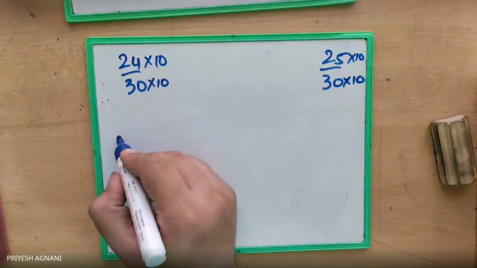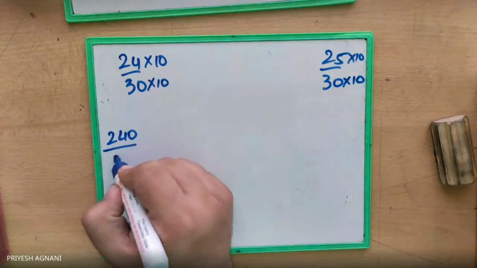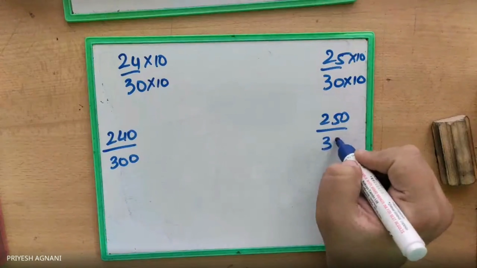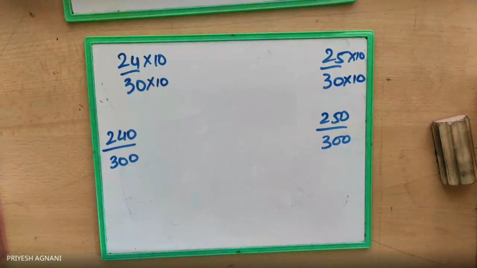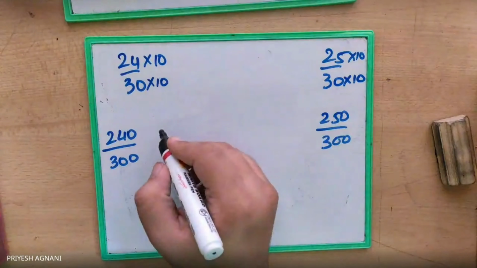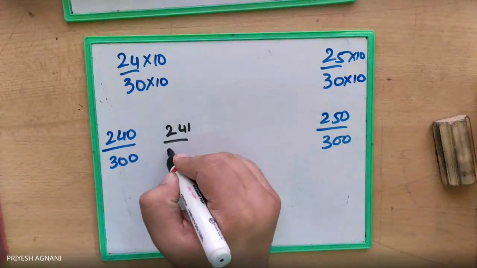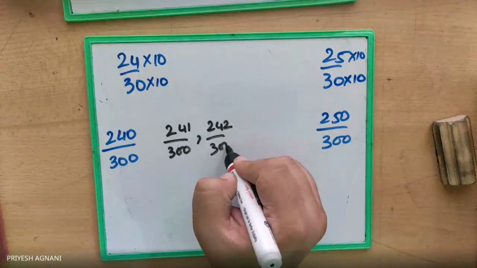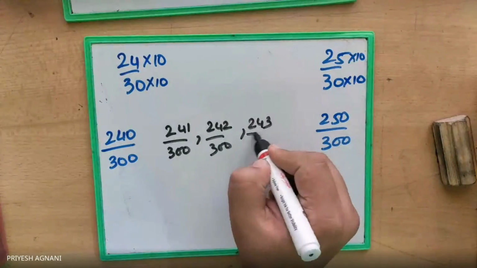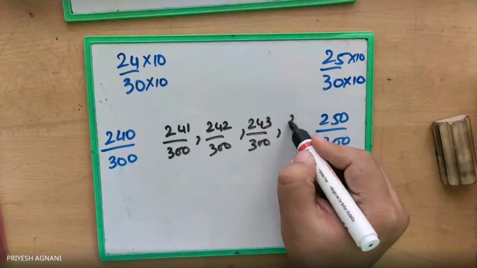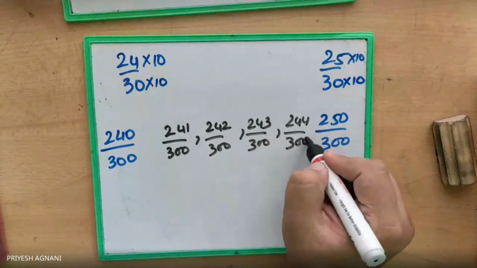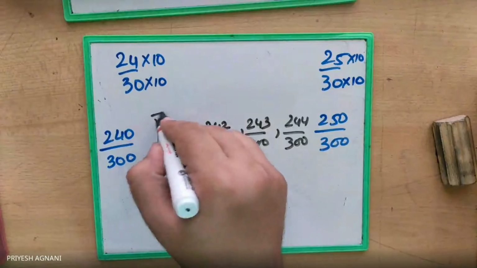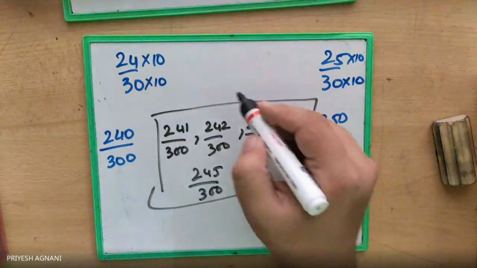So now the value that you got is 240 upon 300. Here you got 250 upon 300. The middle 5 rational numbers you have to find. So what will you do? 241 upon 300, 242 upon 300, 243 upon 300, 244 upon 300, 245 upon 300. This is your basic answer.